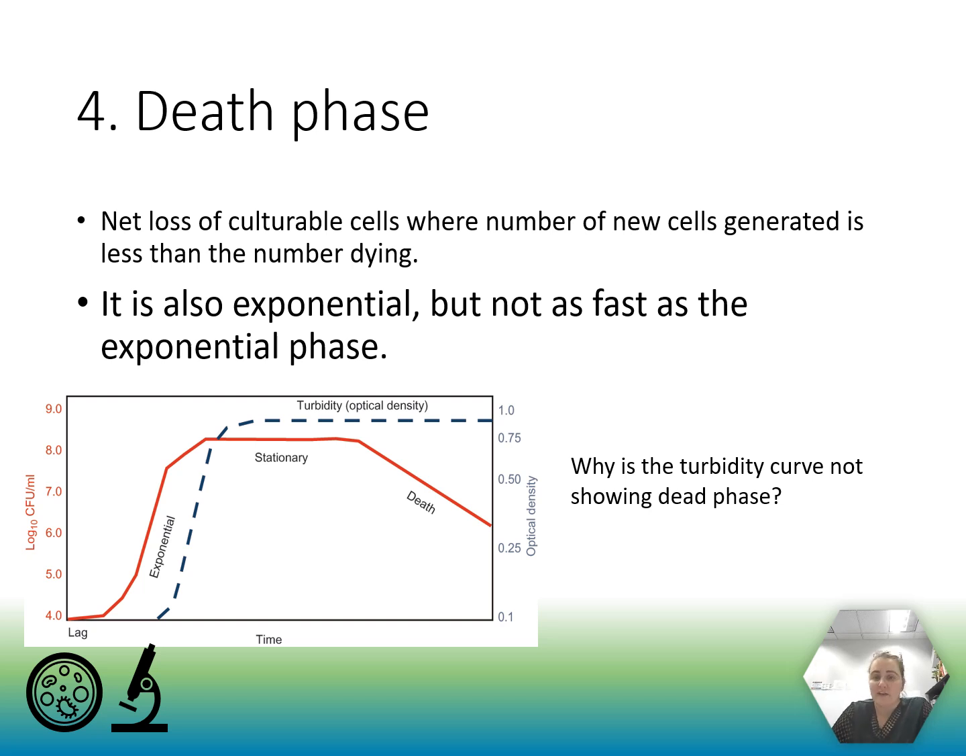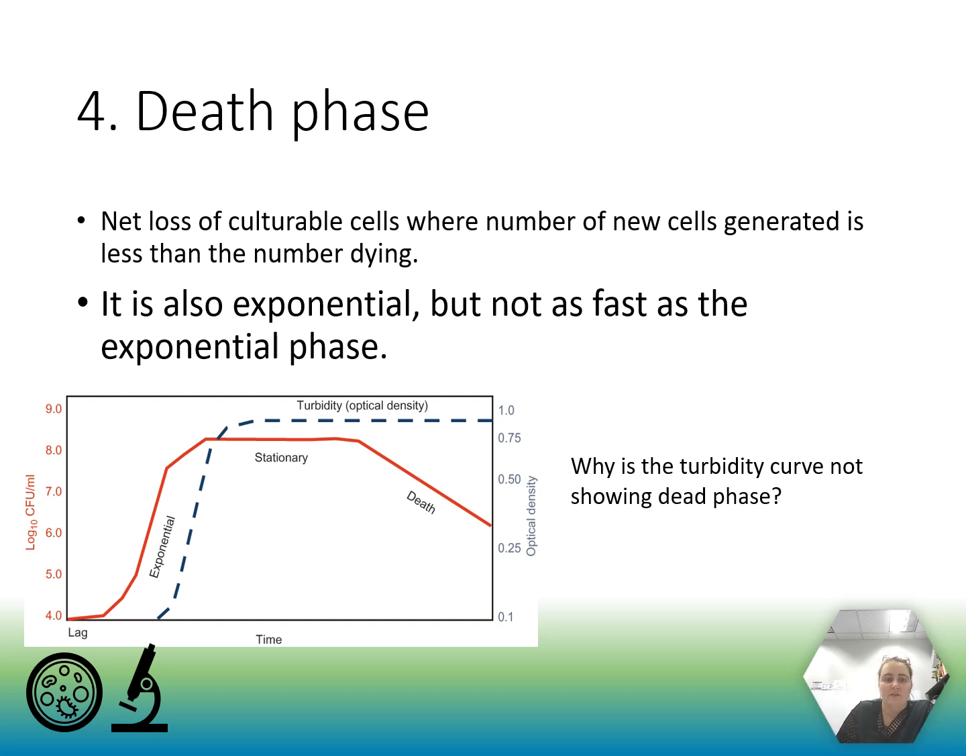Last phase is called the death phase or endogenous decay, and it's a net loss, right? So this would mean consumption or output is greater than input or generation in a mass balance, right? It's a net loss of culturable cells, so the number of new cells that's being generated is less than the number dying. So that's that last part of the graph. And the key thing right here is that it's not that new cells are not growing. There are new cells being produced, but they're being outpaced by the number of cells that are dying. It could be exponential, the death phase, but it's not as fast as the actual exponential phase itself.